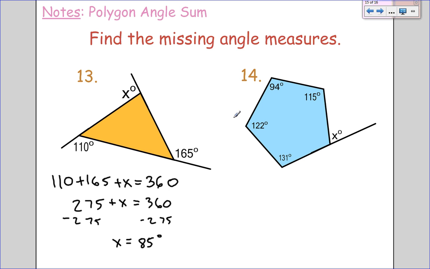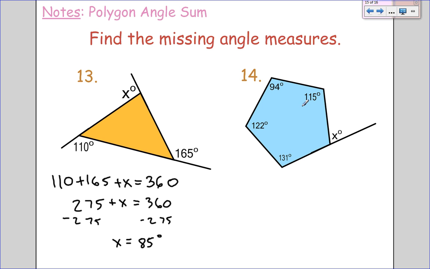All right, at this point, pause the video and try number 14. You might need to know something about the interior angles of a pentagon to do that. Okay, in this case, we're looking for the exterior angle x, right here on the outside. If I knew the angle it was adjacent to, its linear pair, then I could just say these two add up to 180. But I don't know that angle yet. However, I can find it using the other 4 angles.